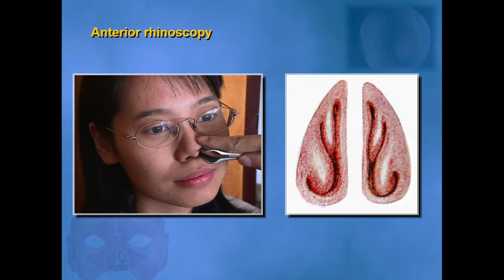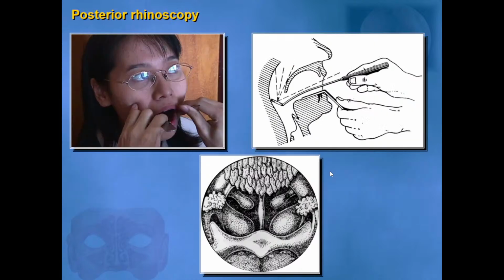This method is so-called anterior rhinoscopy, when we use a nasal speculum, and we can see during this investigation the main structures of the nasal cavity: nasal septum, middle concha, inferior concha, and the mucosa.